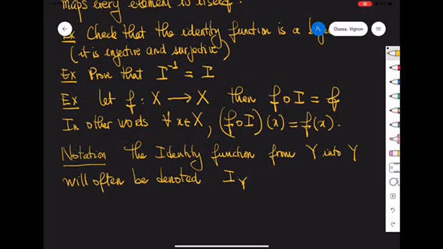Comments before we conclude this video. Very often, if we have many sets and many maps, and we don't want to confuse which identity function we're talking about, if you have an identity function, let's say between Y and Y, we'll often denote it I sub Y as shown here. Okay, just to avoid confusion.